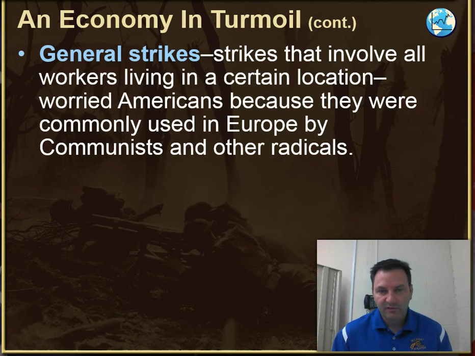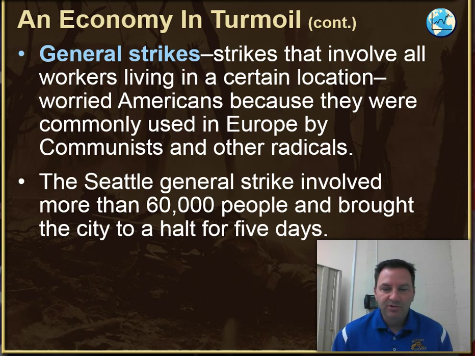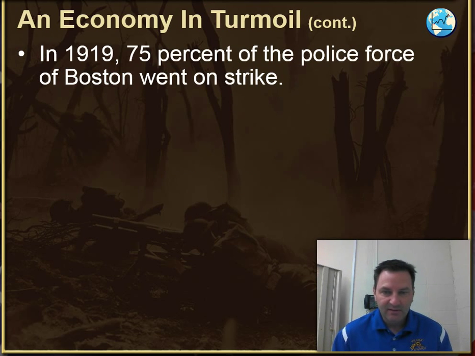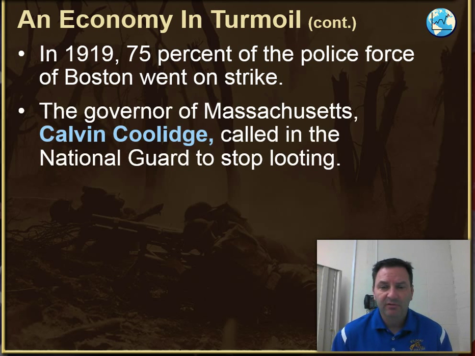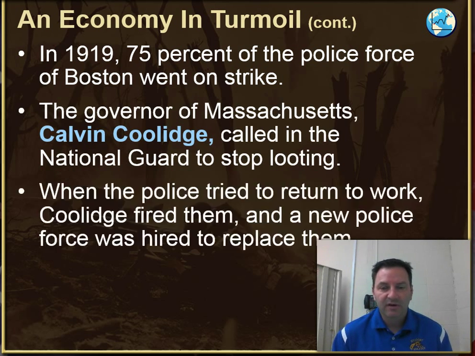Some of the strikes that took place were general strikes, strikes that involve all workers living in a certain location, and they worried Americans because they were commonly used in Europe by communists and other radicals. The Seattle General Strike involved more than 60,000 people and brought the city to a halt for 5 days. In 1919, 75% of the police force of Boston went on strike. Governor of Massachusetts, Calvin Coolidge, called in the National Guard to stop looting as a result of this. When the police tried to return to work, Coolidge basically fired them, and a new police force was hired to replace them.